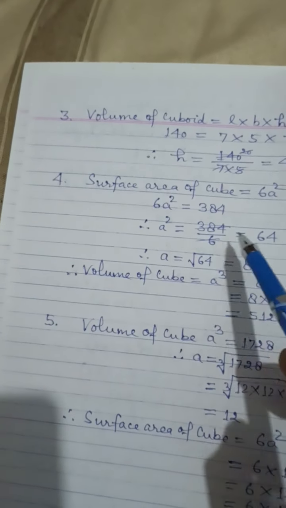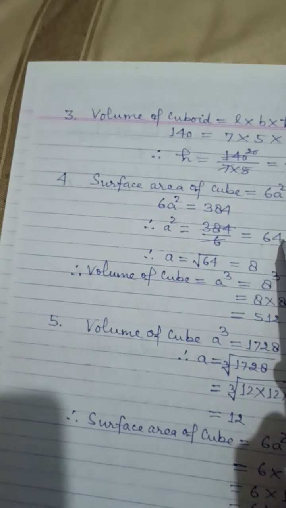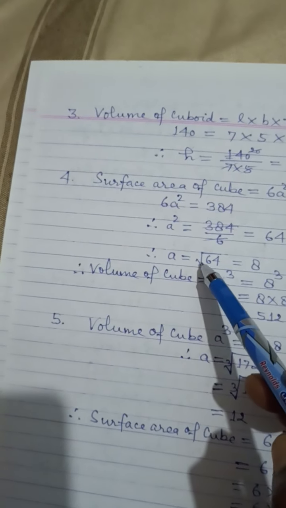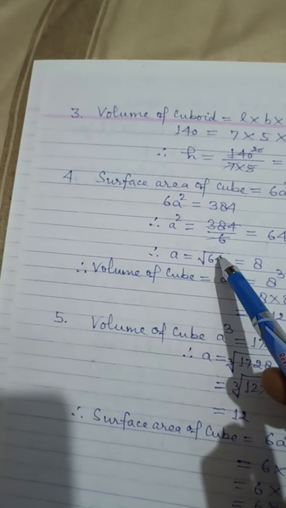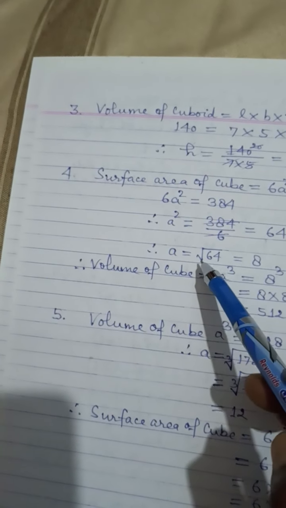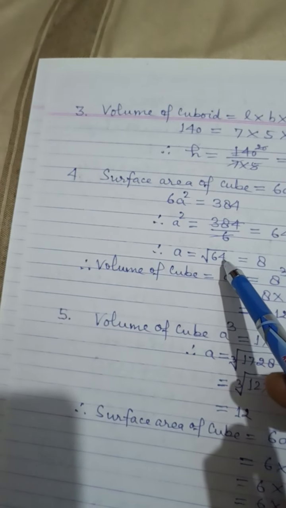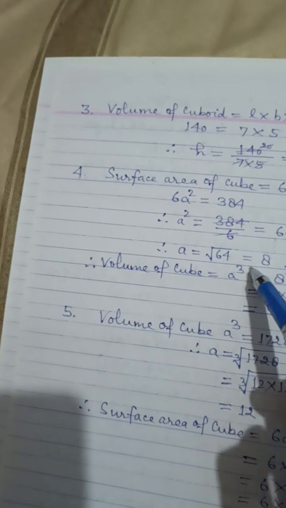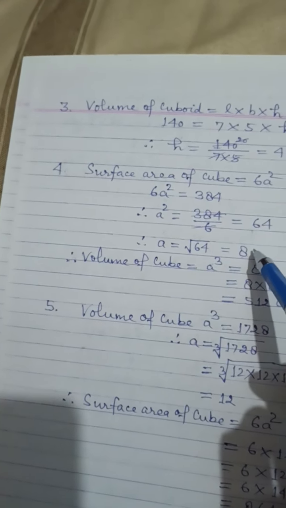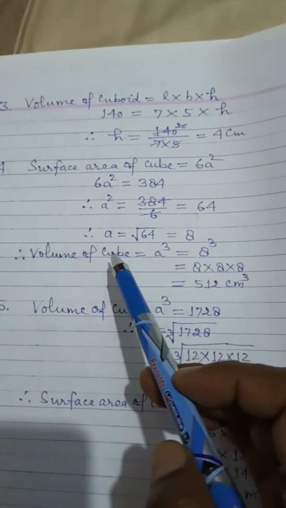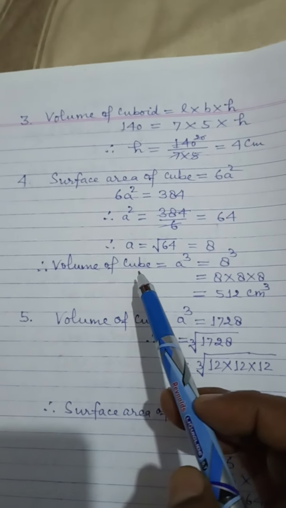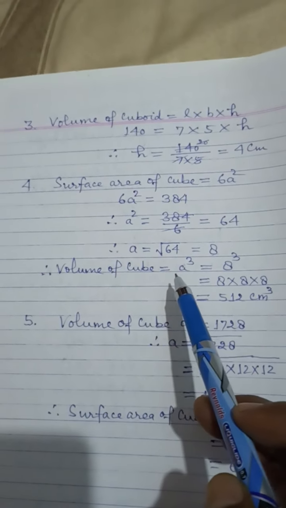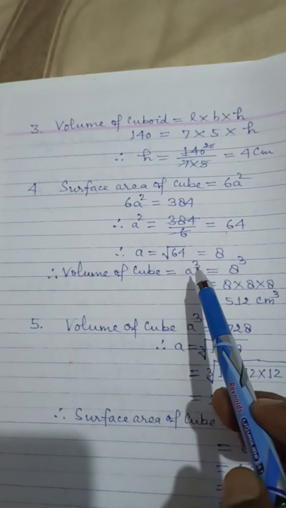So a square is equal to 64. Therefore a is equal to under root 64. Under root 64 means square root of 64. You know the square root of 64 is 8. So now what you have to find? Volume of cube. You know the formula for volume of a cube? Volume of cube is a cube.